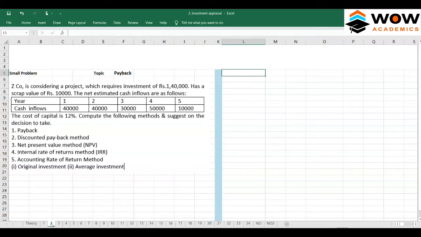Okay, so this is another problem we are going to look at. These two problems are where we apply all the methods. So Zco is considering a project which requires an investment of 1,40,000. It has a scrap value of 10,000. The net estimated cash inflows are as follows: 40,000, 40,000, 30,000, 50,000, and 10,000. The cost of capital is 12%. Compute the following methods and suggest on the decision to take.